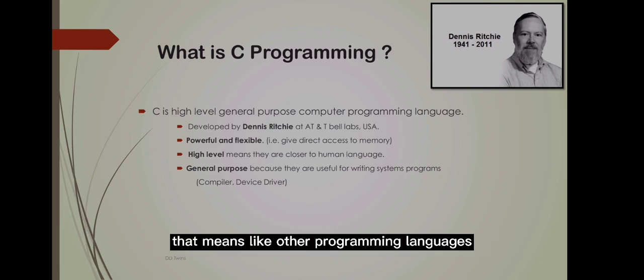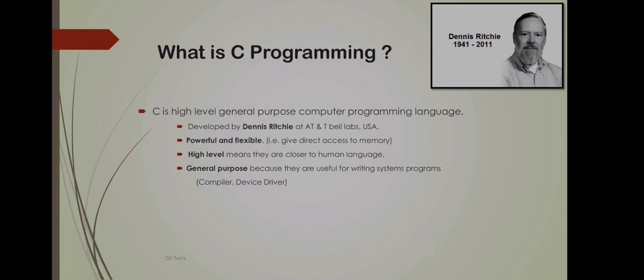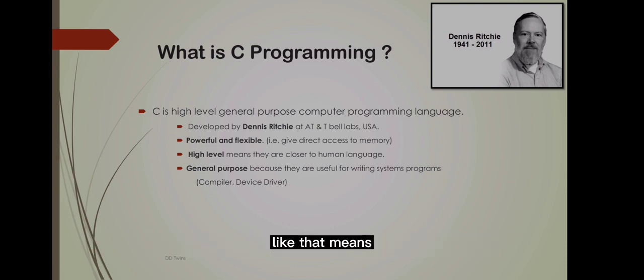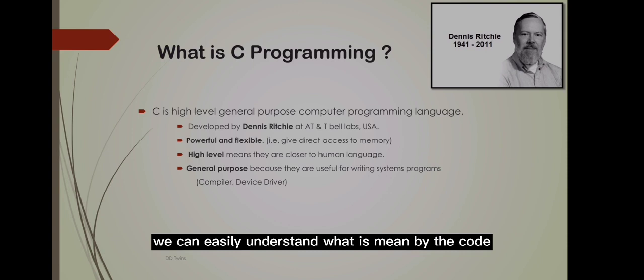That means, unlike other programming languages, where we don't have direct control over the memory, in C programming we have direct access to the memory and we can easily work with it, which is very difficult in other languages. And next point, high level. High level means they are closer to human language, which means we can easily understand what is meant by the code we write.